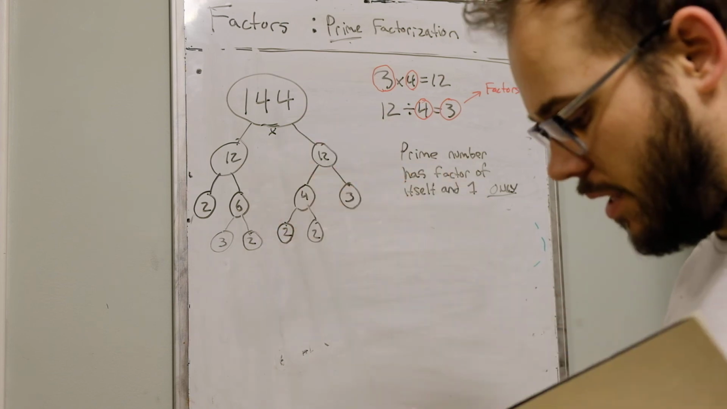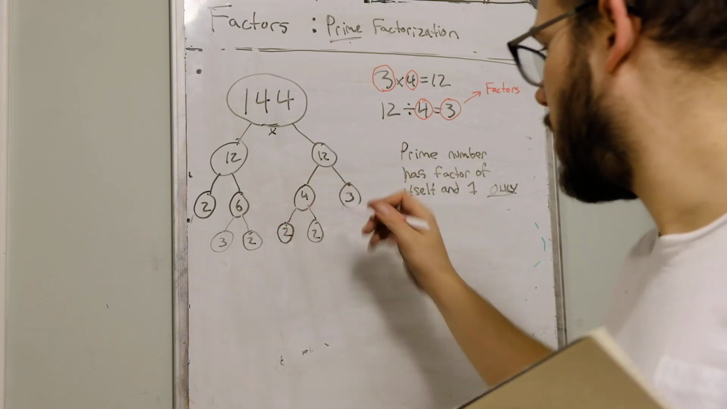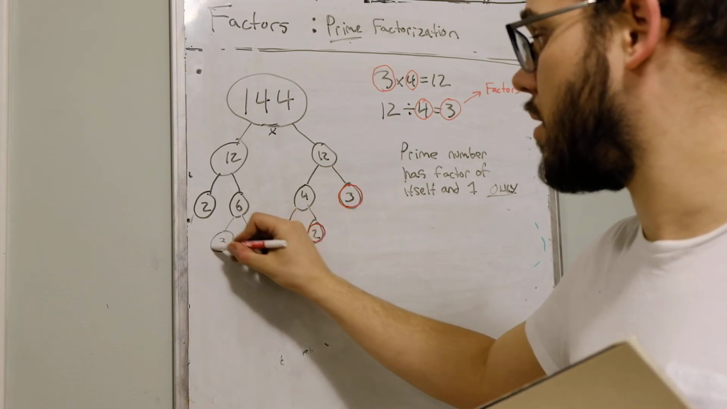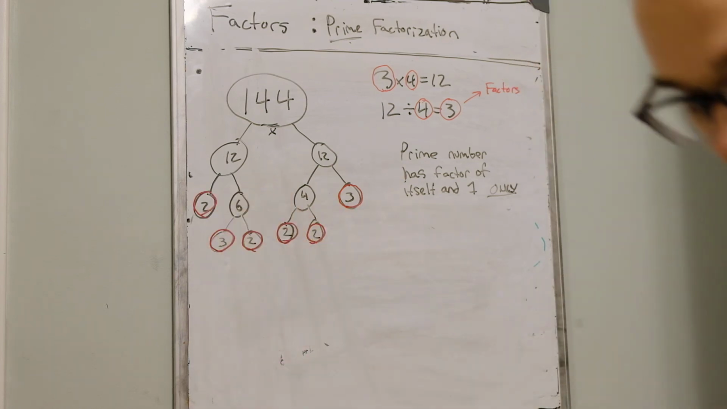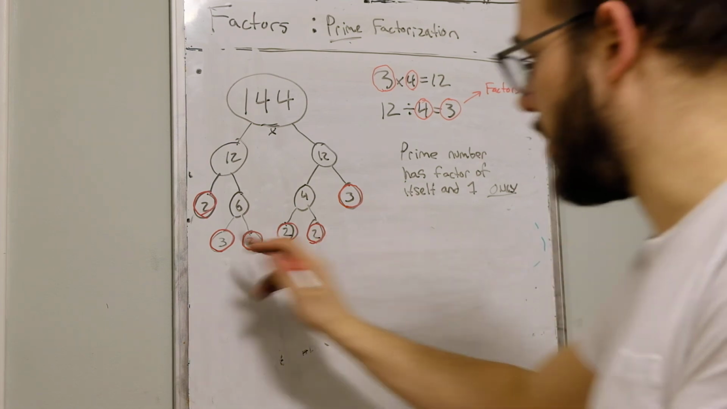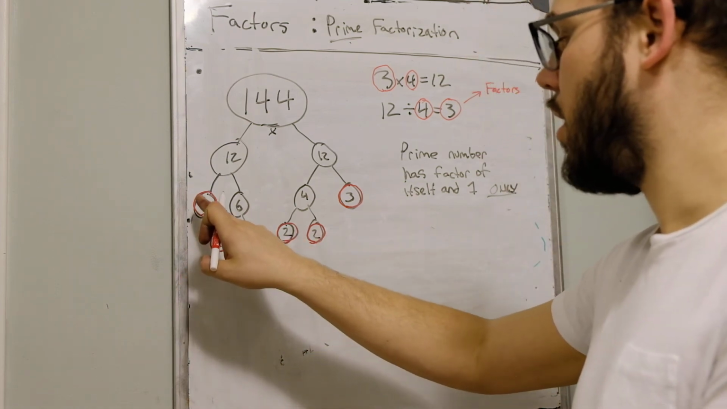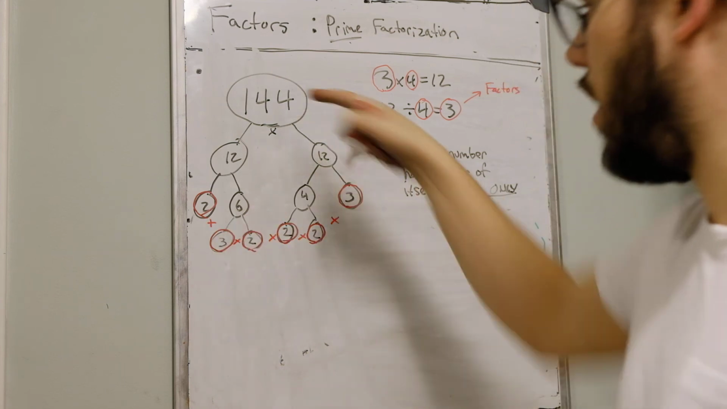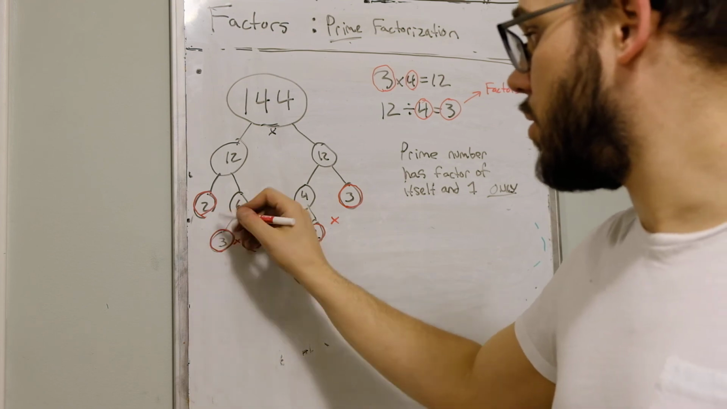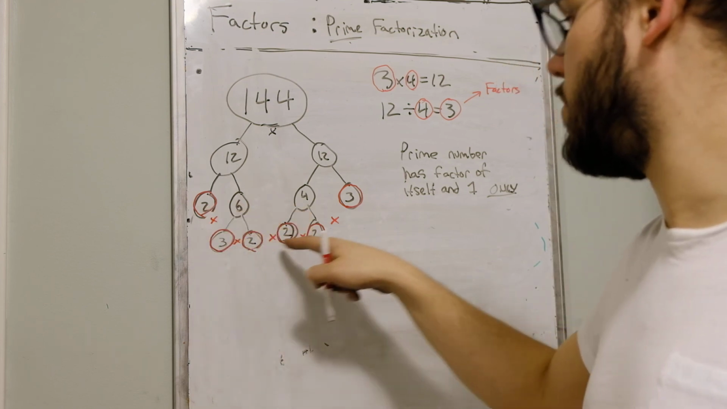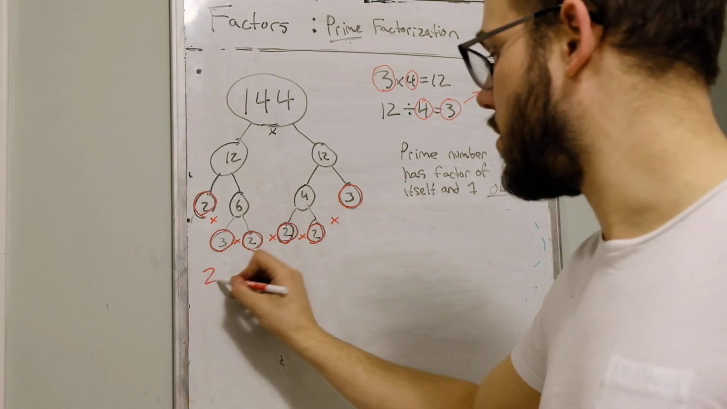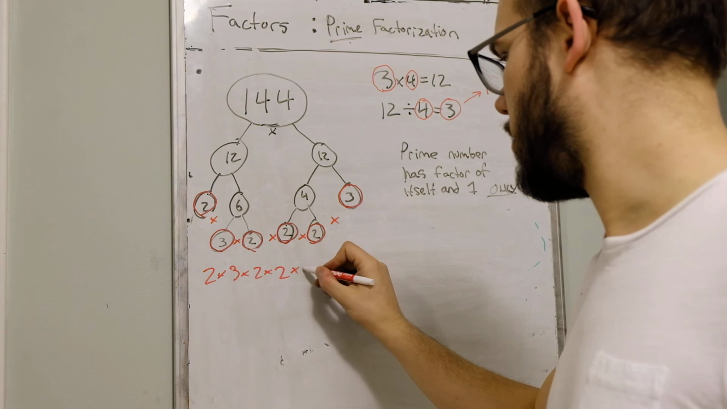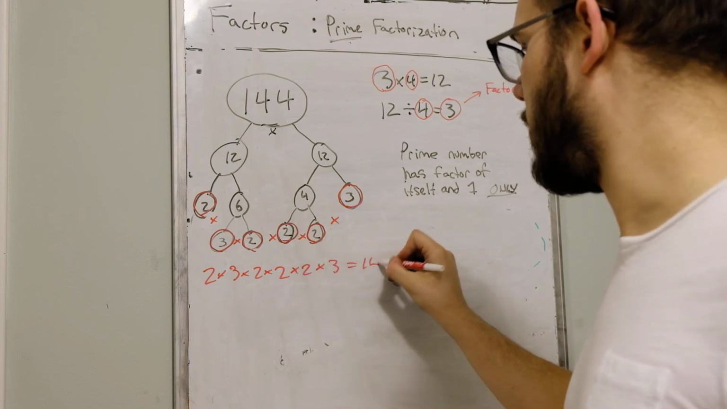So every single one of these has been fully broken down, and we don't have any factors that we can pull out of any of these numbers. So there we have our prime factorization. If we're being really fancy, we could even gather these up. If I go and multiply all of these together, I'll get 144. So if you go 2 times 3 times 2 times 2 times 2 times 3, this will give 144.